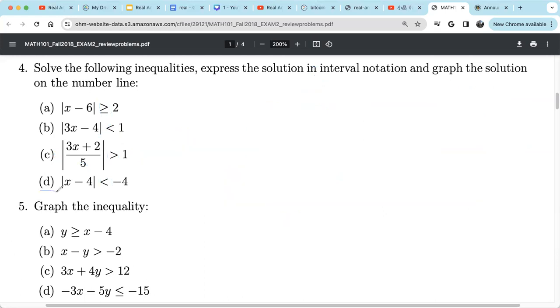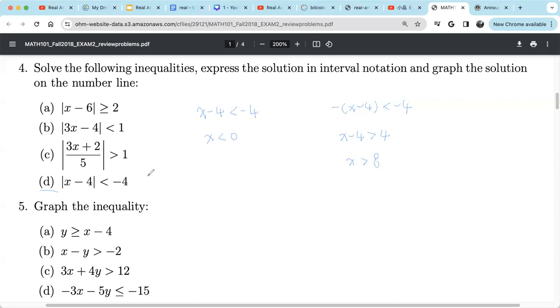So now let's look at D. First case, x minus 4 is positive, so just write positive, the absolute value will be positive. Or second case, x minus 4 is negative, the absolute value negates the negative. Two cases. So add 4 on both sides, negative 4 plus 4 is 0, x less than 0. For this one, multiply by negative 1 on both sides, so x minus 4 greater than negative 4 times negative 1, positive 4. Move negative 4 to the other side, x greater than 8.